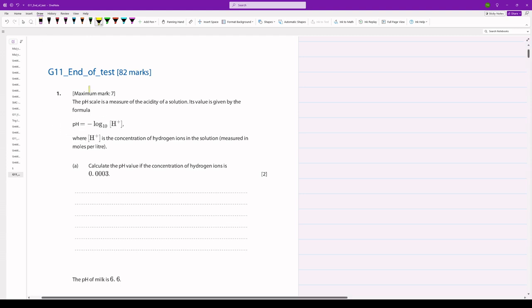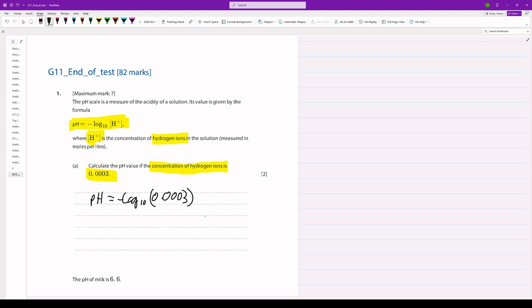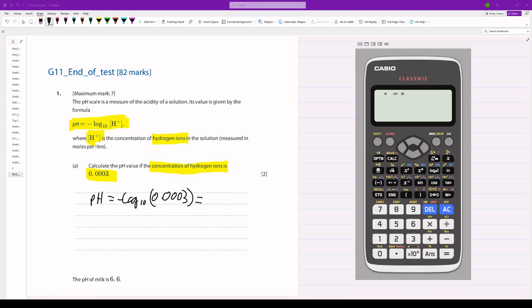So we've been given a lovely formula here. We've been told that this is the concentration of hydrogen ions. We're then told that the concentration of hydrogen ions is this thing. Well, you just put it in the formula. So minus log 10 of 0.0003. And then we open up my calculator. So negative log 10 of 0.0003. Close the brackets. 3.52.